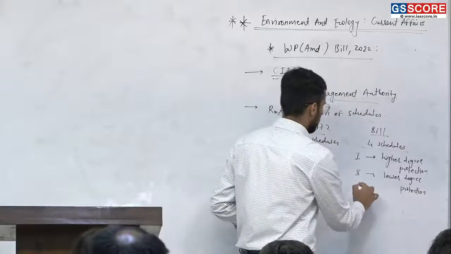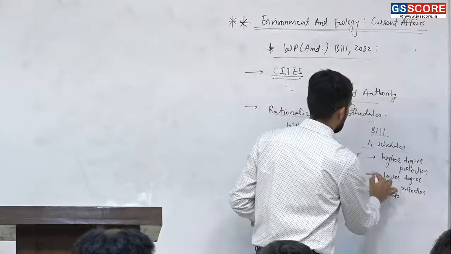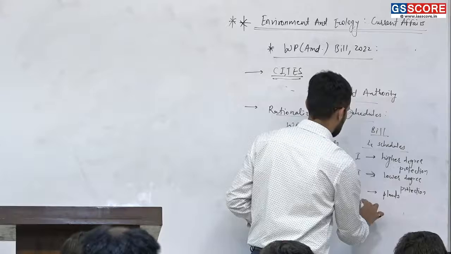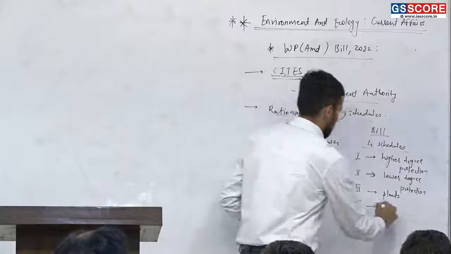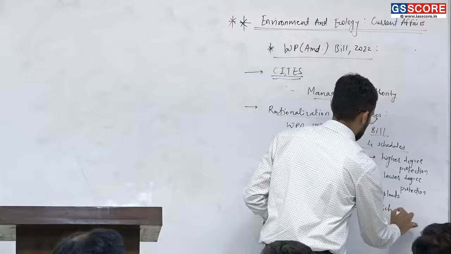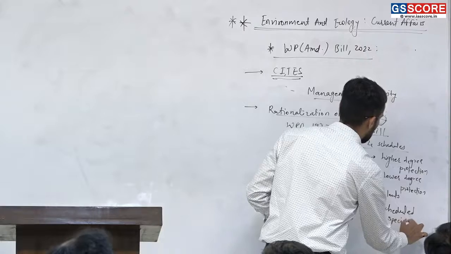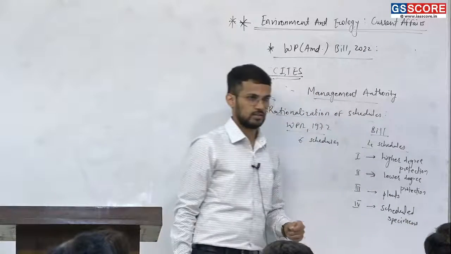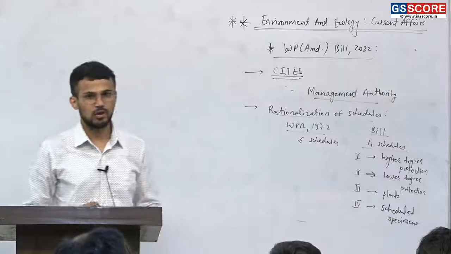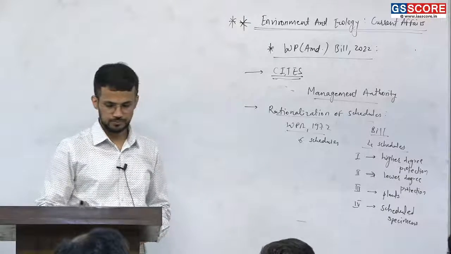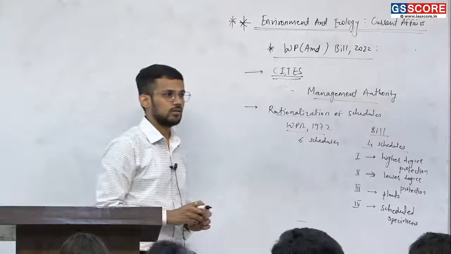Schedule 3 will be for plants, and the fourth schedule is called scheduled specimens. And these specimens are of CITES. These specimens are the specimens listed under appendices of CITES. Fine. Next, any other important development here?